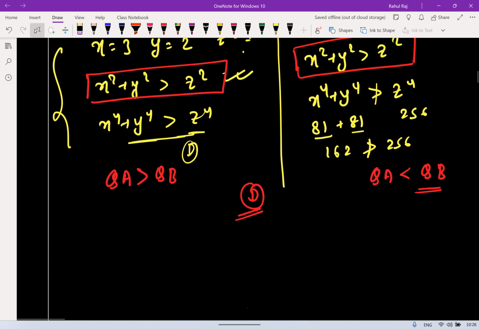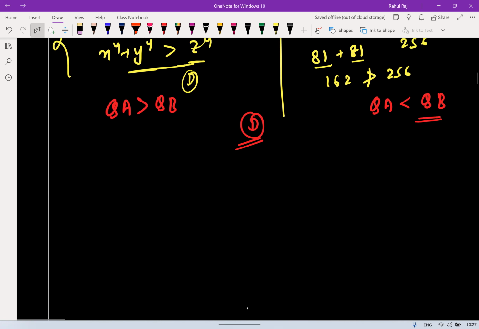But the point is, Alexa, how do you get to understand the numbers? Imagine what was given to you. Understand this very well: x square plus y square is greater than z square. Now this is given to you in the question.